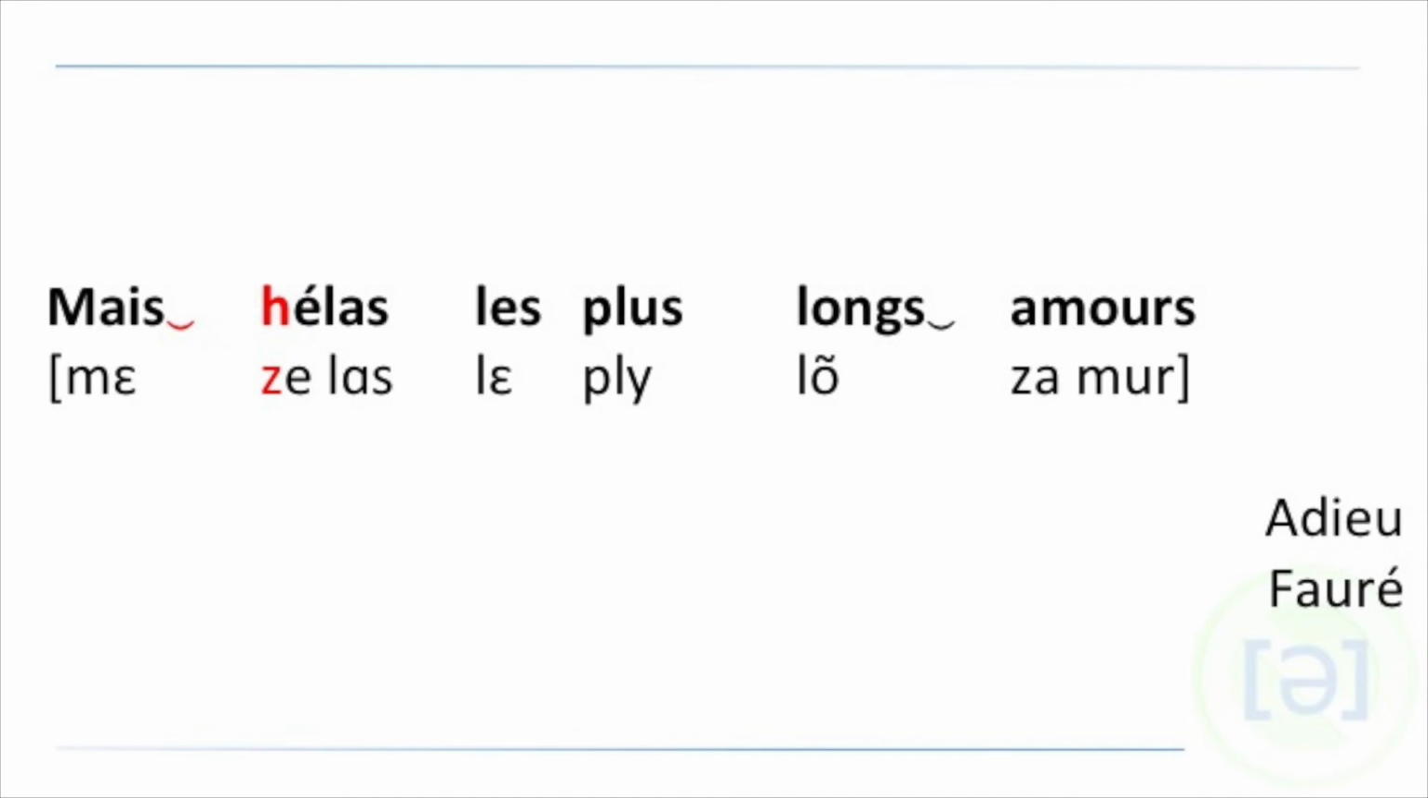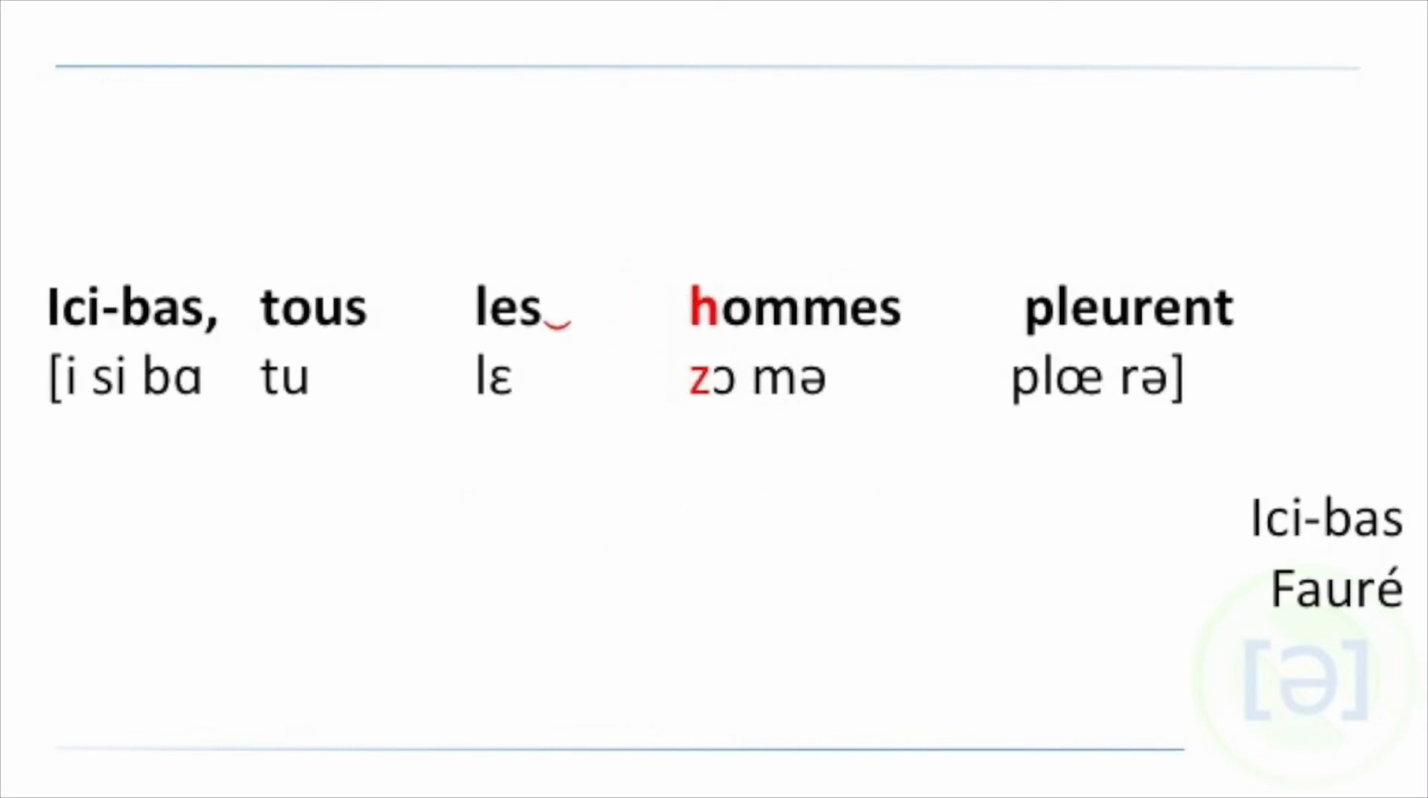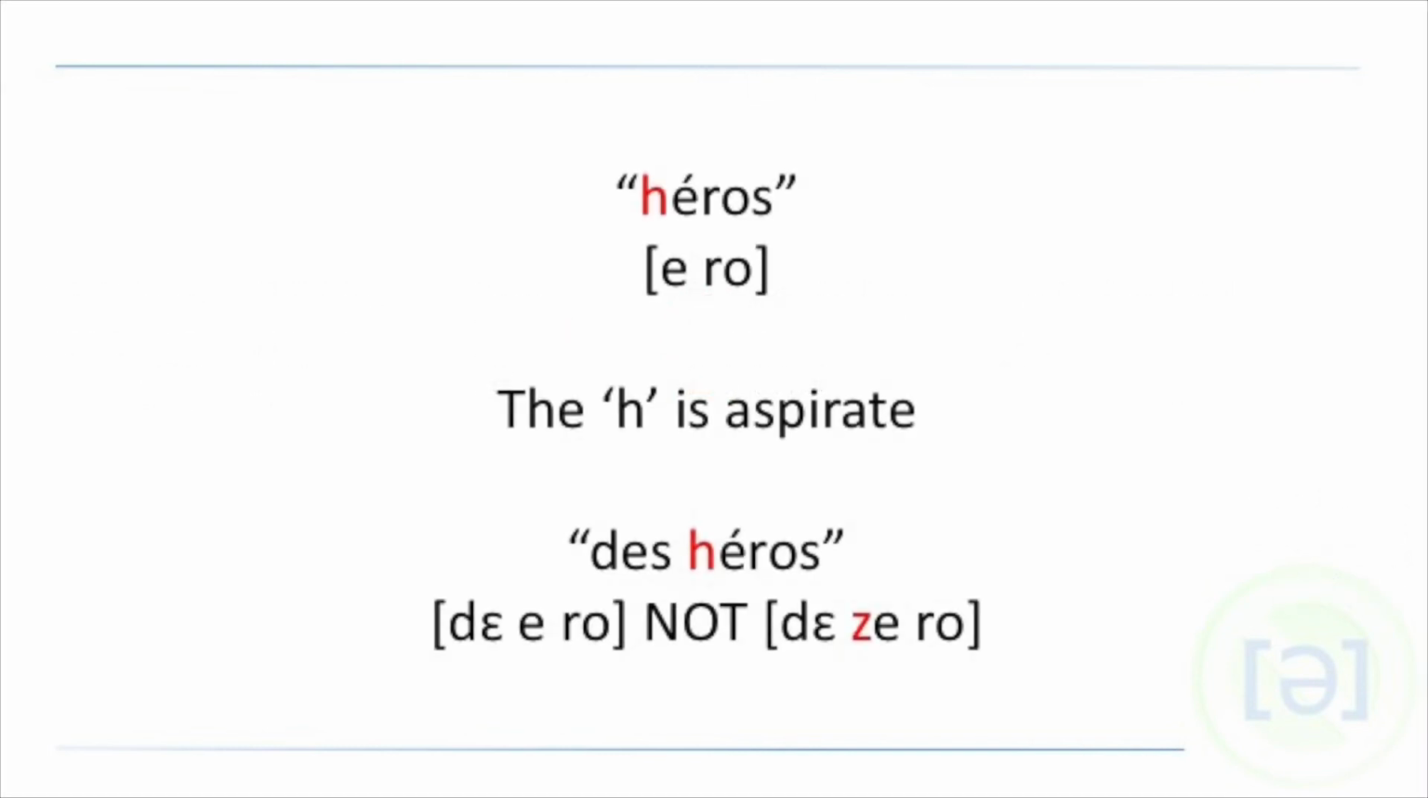Exactly. Or the word for men is homme. And again, this one allows the liaison. So from Ici-bas, we have tous les hommes pleurent. And one thing that I find interesting is that words that share the same root aren't always the same, aspirated or unaspirated, like the word for hero.